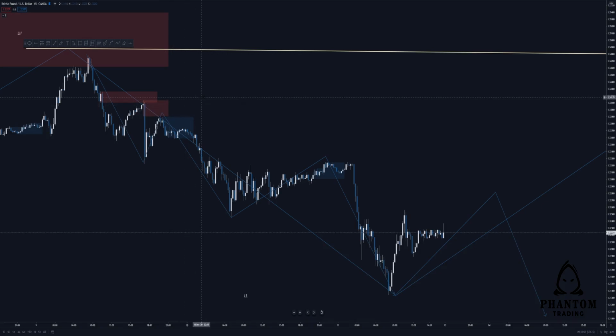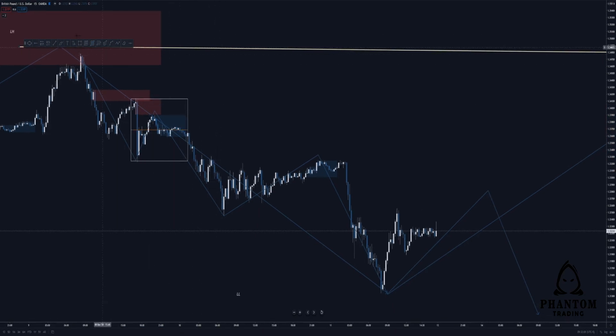Now, one thing, again, that I like to do is I like to map out the EQ of these legs to see where the discount zone is for the price. So if price reaches into this area here, I'll look for the order block, the discount order block, for the best price possible for my shorts.